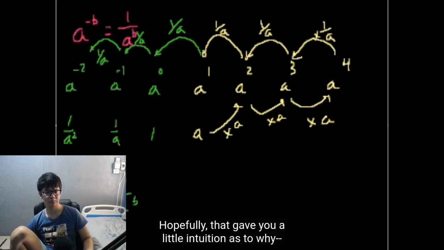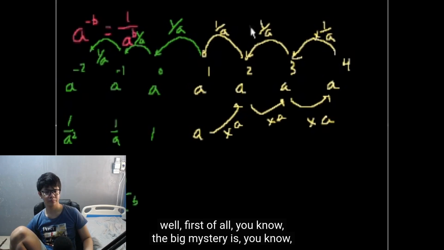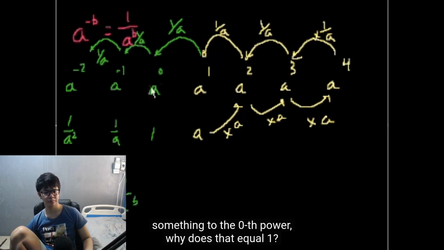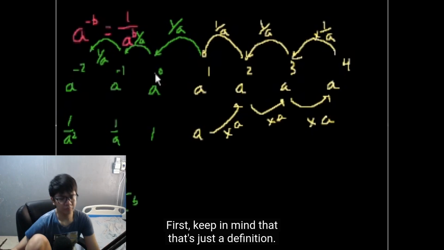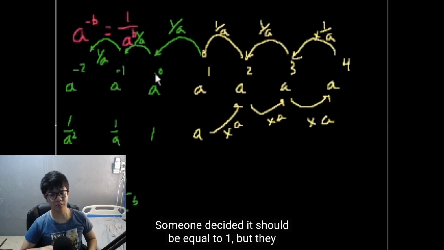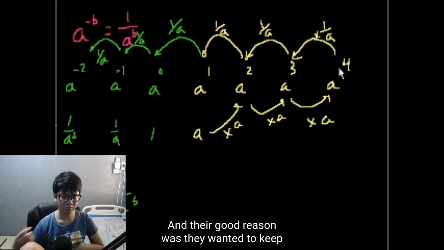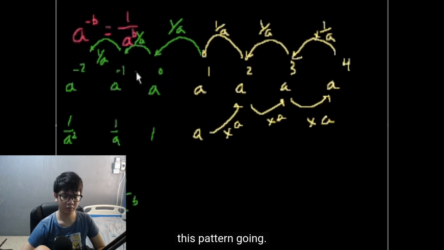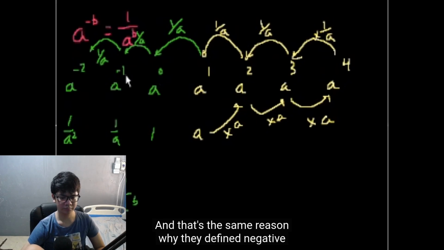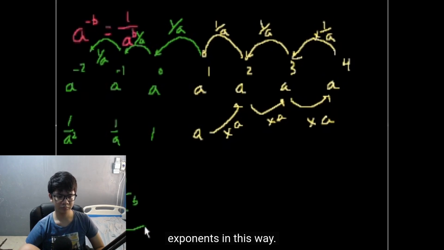Hopefully that gave you a little intuition as to why. First of all, the big mystery is, something to the 0th power, why does that equal 1? First, keep in mind that that's just a definition. Someone decided that it should be equal to 1, but they had a good reason. The good reason was they wanted to keep this pattern going. And that's the same reason why they defined negative exponents in this way.